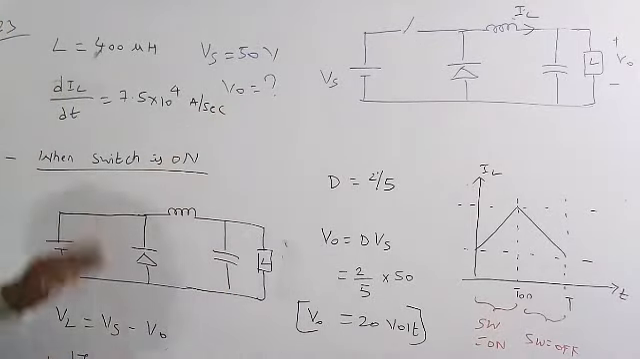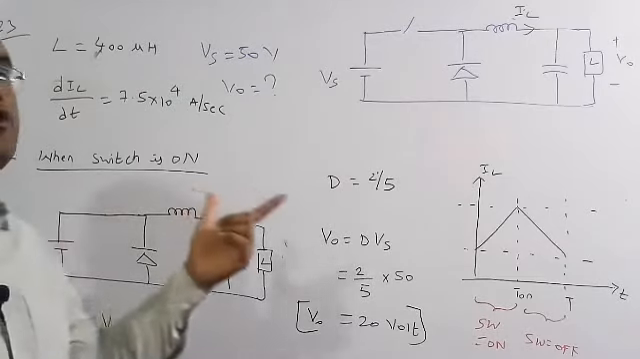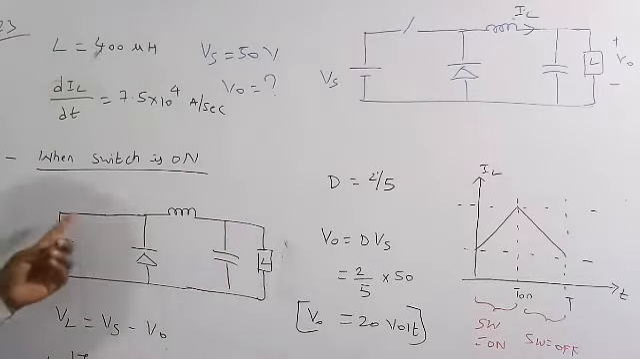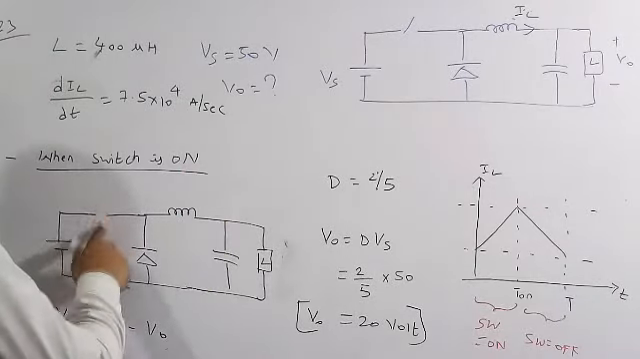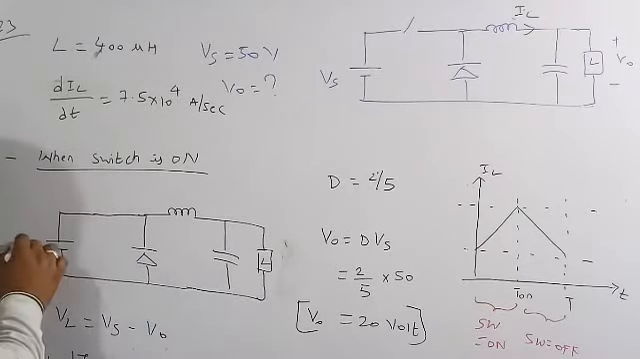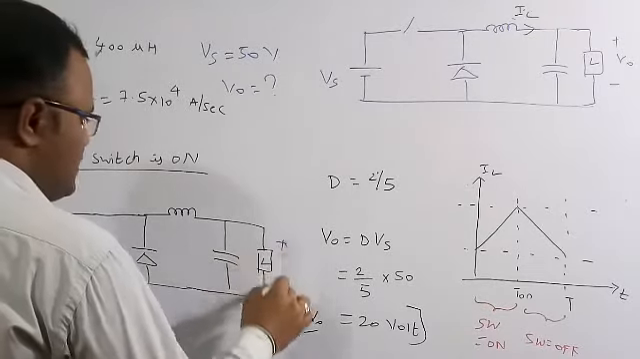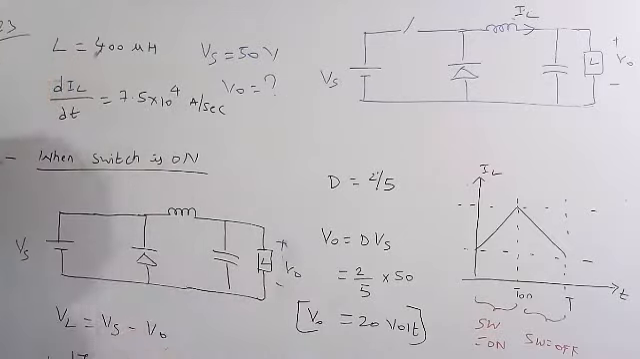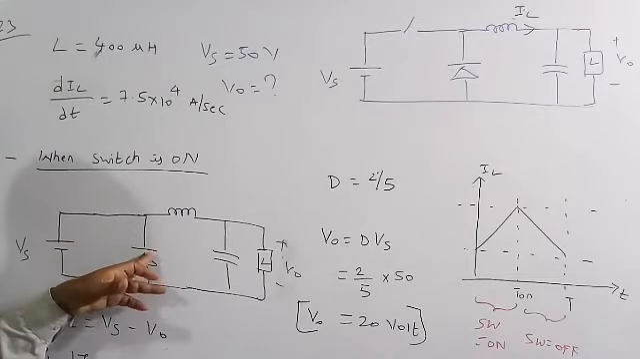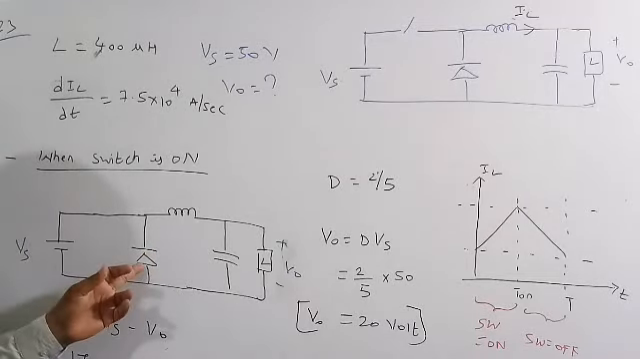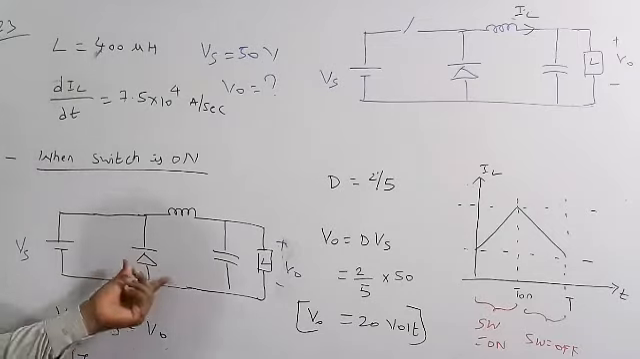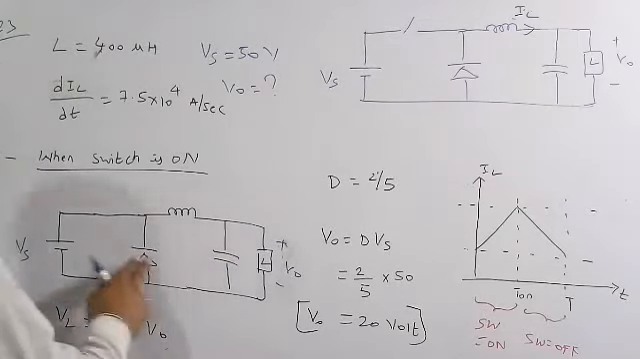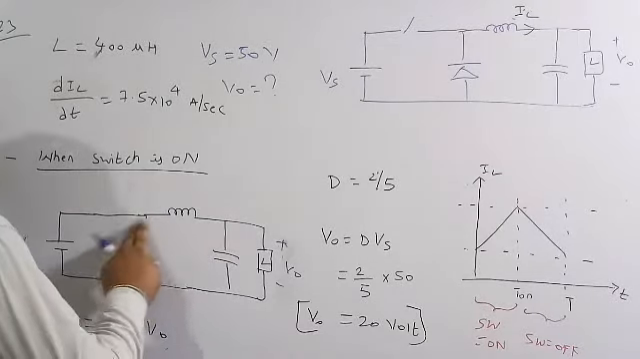So when the switch is on, I am going to draw the circuit for that condition. I have replaced the switch with its on condition. So this is the supply voltage and this is the output voltage. For the diode, we are giving a reverse bias supply. Reverse bias means the N junction is supplied with positive polarity and the P junction with negative polarity. Therefore the diode acts as an open circuit.